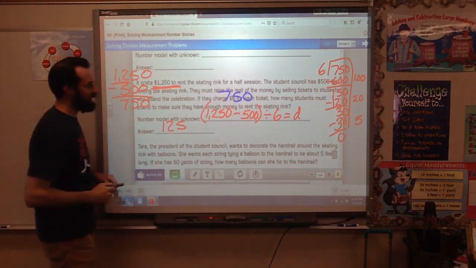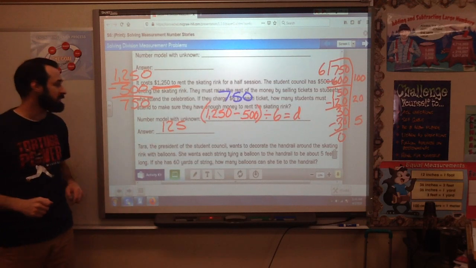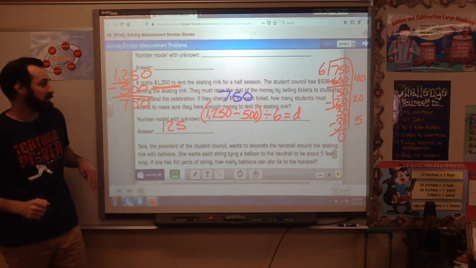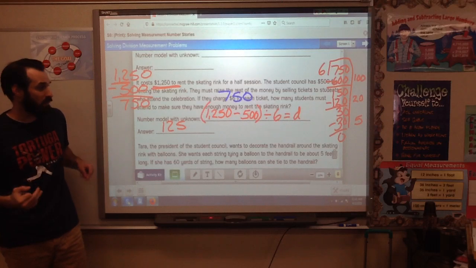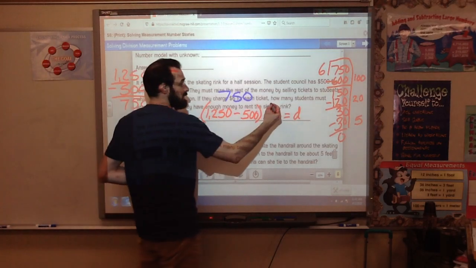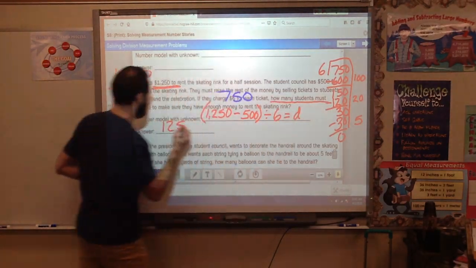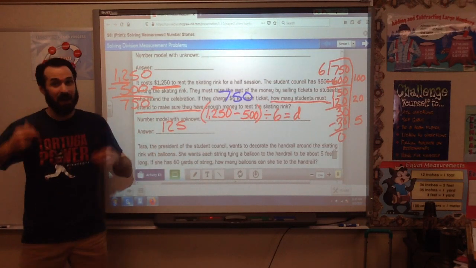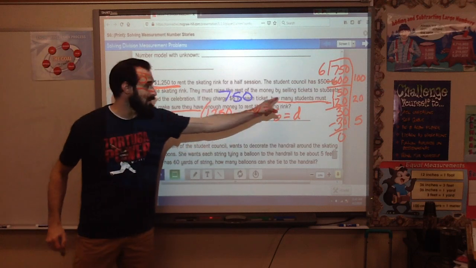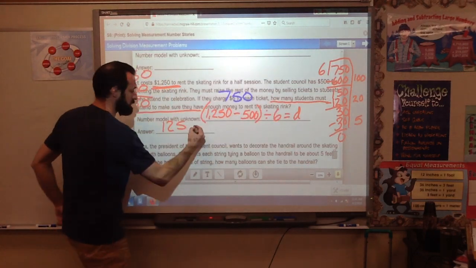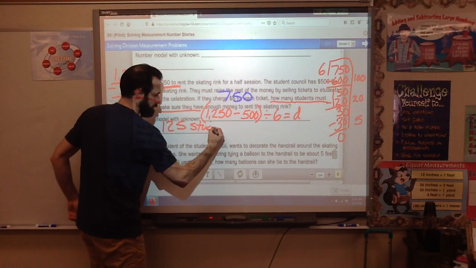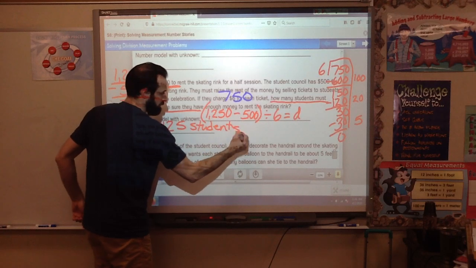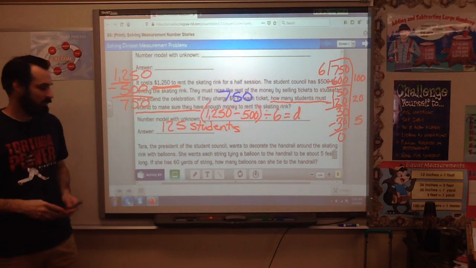125. Now a lot of times the mistake that I see is kids will put a dollar sign in front of that. What you have to do is you need to go back and look at where the question actually is. And the question is, how many students must attend to make sure they have enough? So it's how many students. That's where your label is. It is students. Okay?